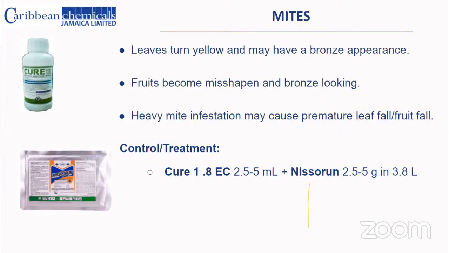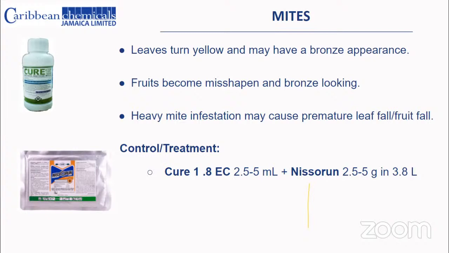I say comprehensive because we have Cure, which is able to control the adult mites, and we have Nizoron, which is an ovicide, which controls the egg. So we can see how that comes together to give us that complete package. Cure, controlling the adults. We are slowing the pest population. Nizoron now, adults may have already laid eggs that will become adults again. So we use the Nizoron to control the eggs.